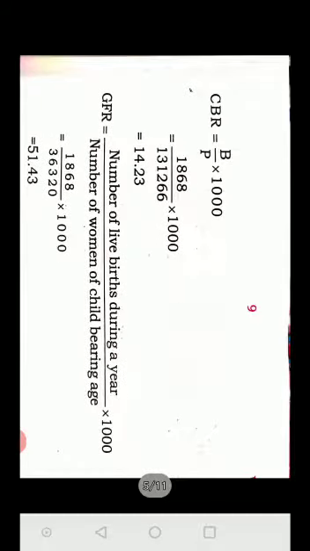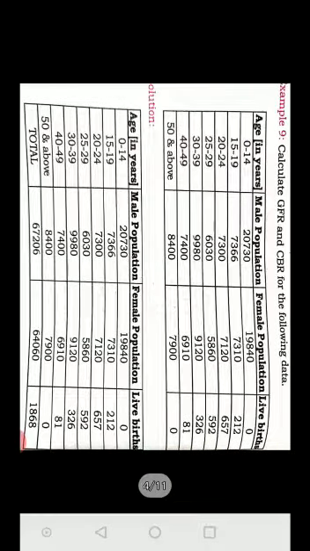Now here in the solution part, first we have calculated the CBR, that is crude birth rate. And what is the formula for crude birth rate? Number of live births divided by the total population. And if you remember very well, in crude birth rate we take the male population as well as the female population into consideration. So we are going to total all the male population, that is 20,730, 7,366, 7,300 plus 6,030 plus 9,980 plus 7,400 plus 8,400.